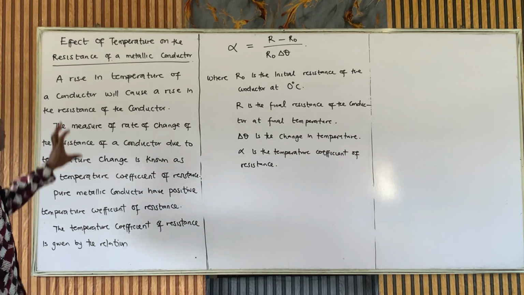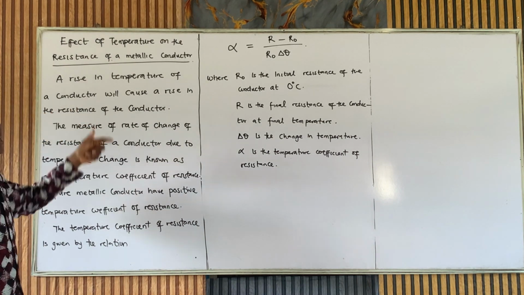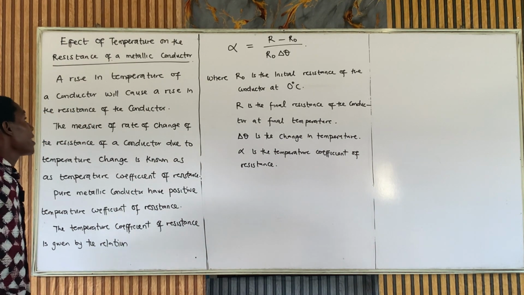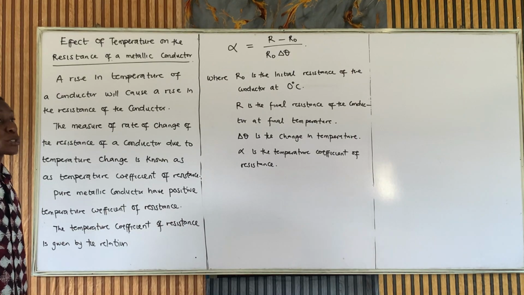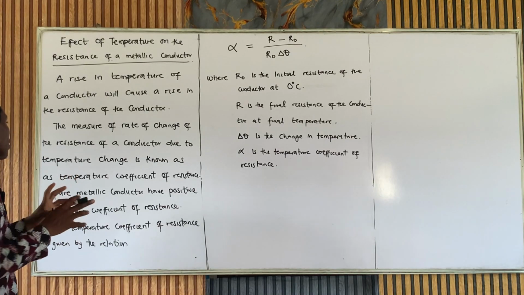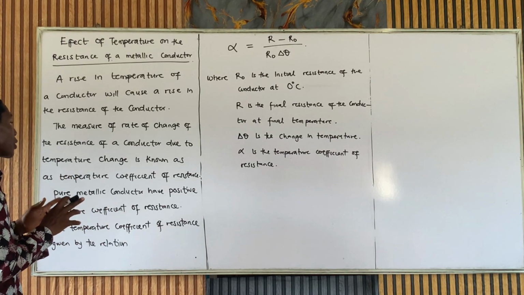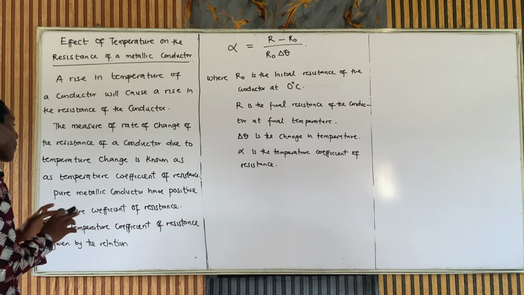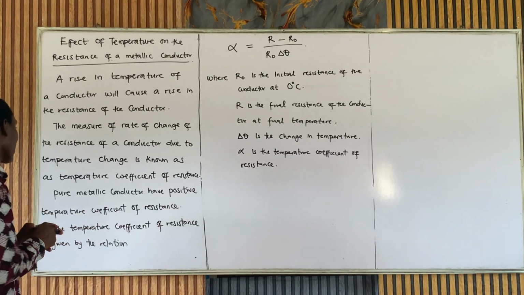So we want to look at the effect of temperature on the resistance of metallic conductors. You see, a rise in temperature of a metallic conductor will also cause a rise in resistance of that metallic conductor. Now, the measure of the rate of change of resistance of a conductor due to temperature change is known as temperature coefficient of resistance.